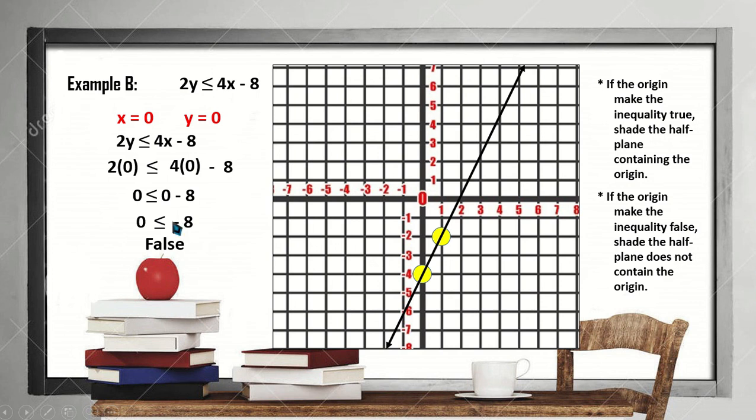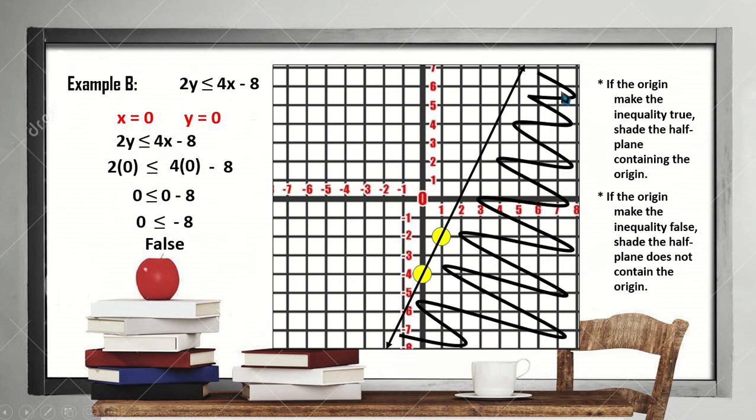So we have false. So according dito, kapag false, ang isi-shade natin ay yung wala si origin. Ito si origin at ito ay false. Ibig sabihin, ang shade natin yung kabilang part. So, ayan. So, ibig sabihin, itong naka-shade na to, ito yung solutions ng inequality na ito.